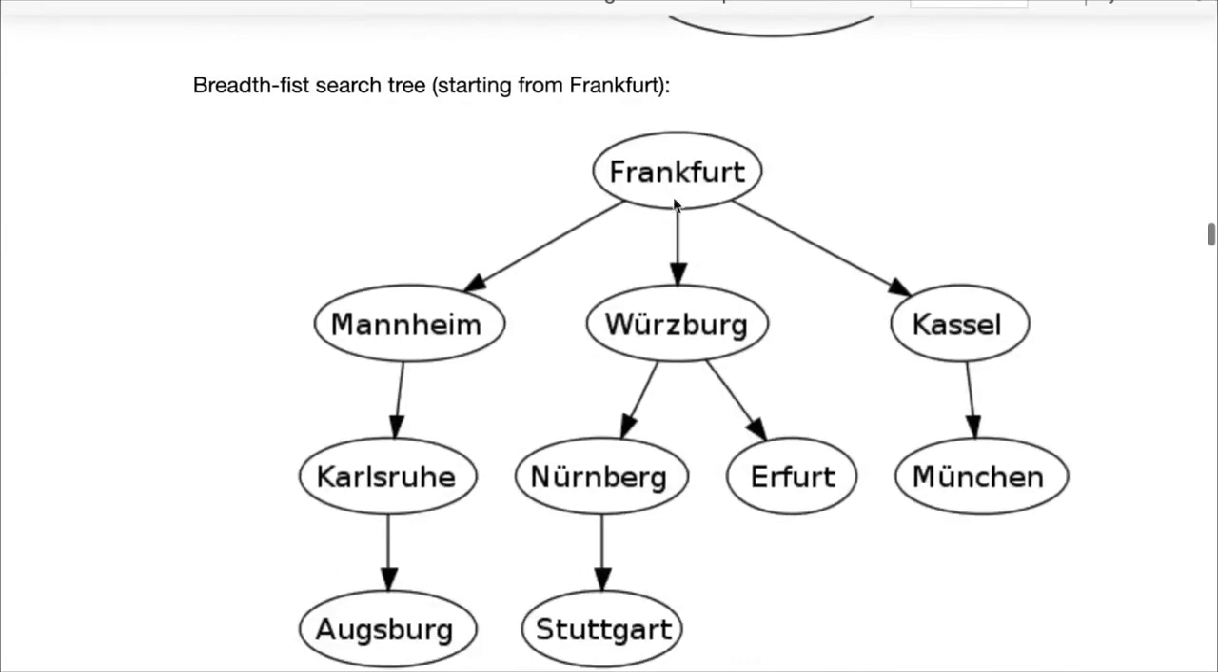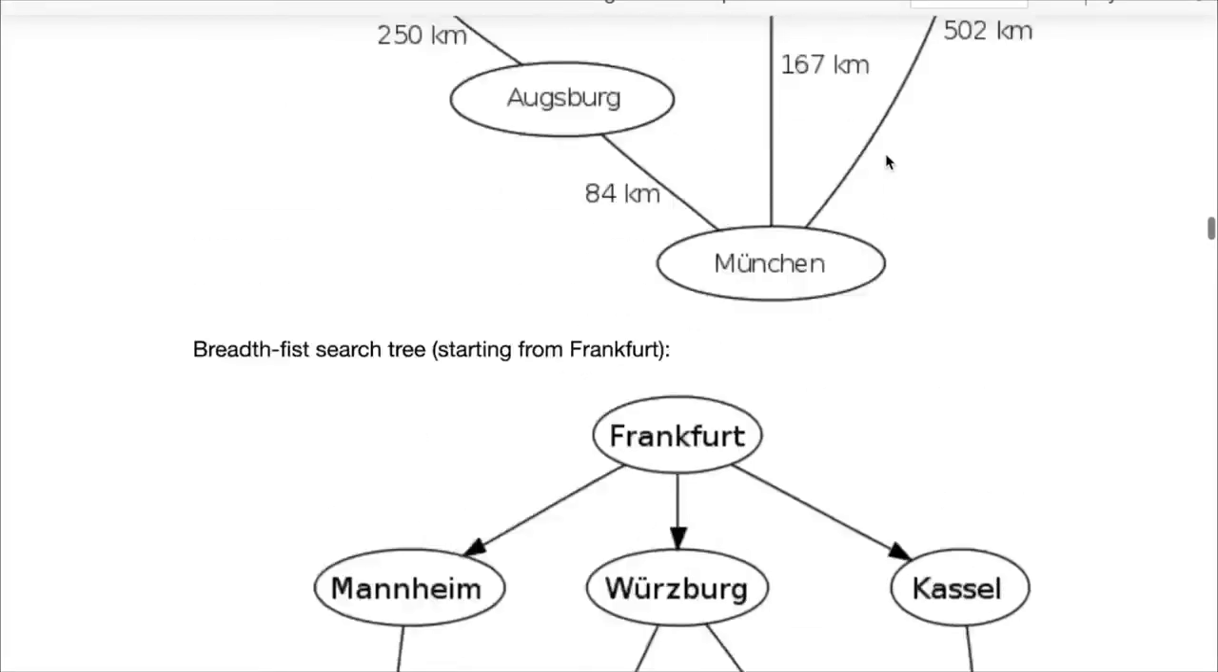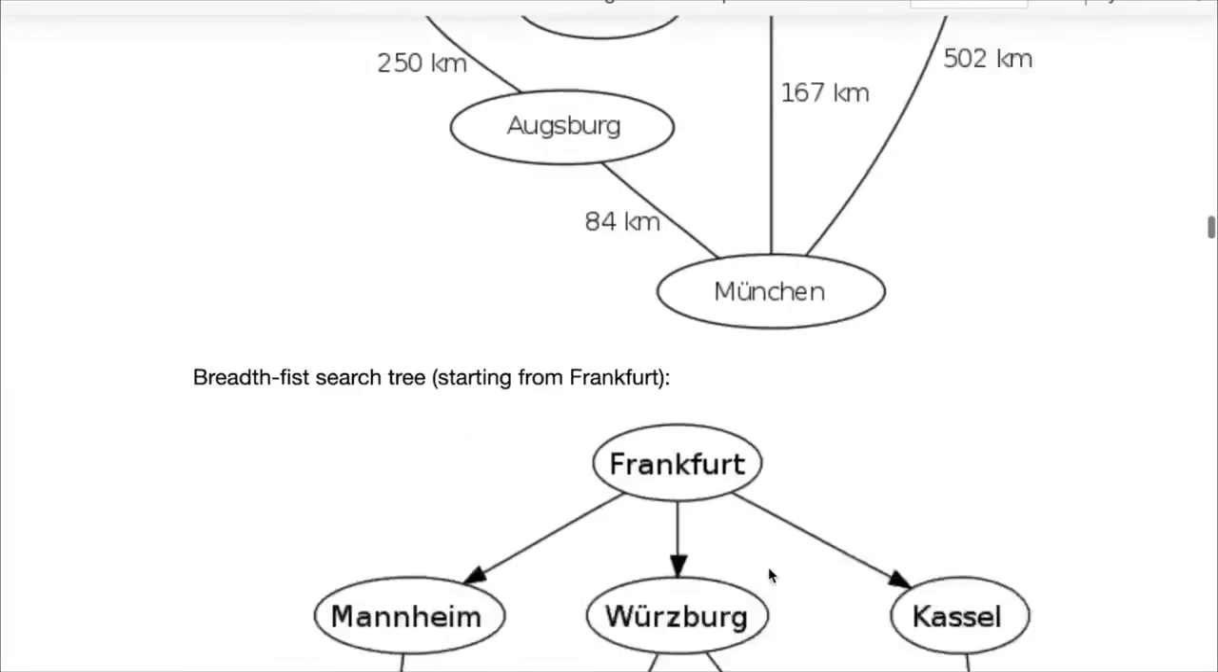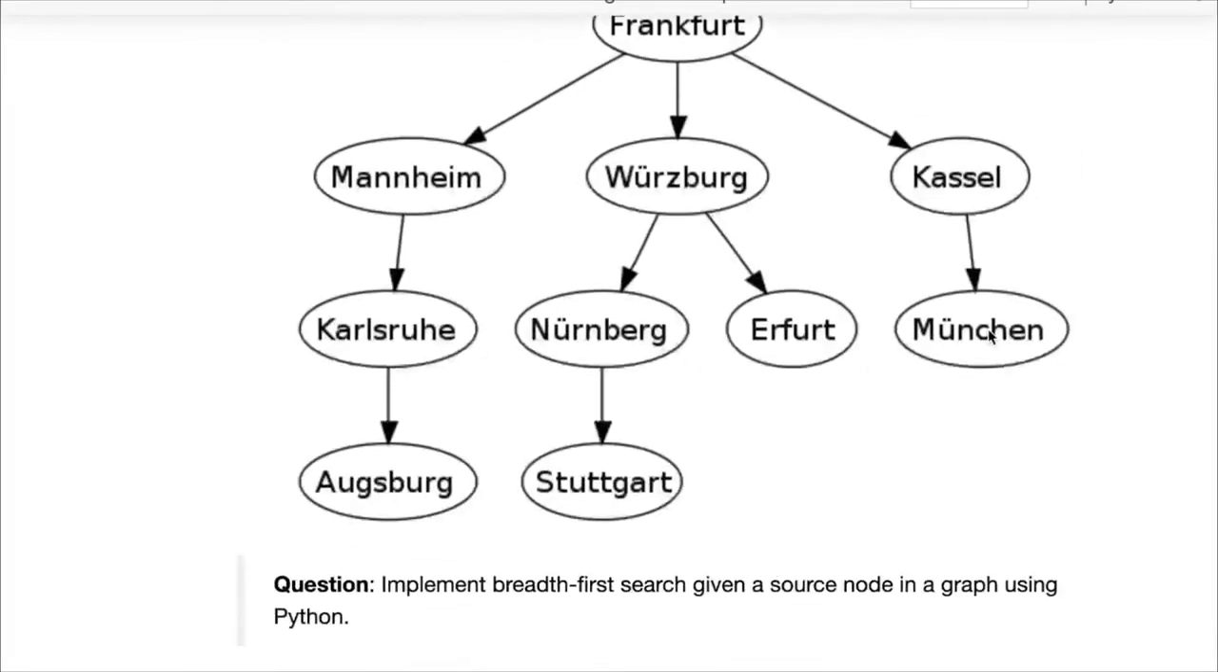If you start drawing this tree of sorts, you will find that Mannheim, Wolfsburg, and Kassel are one edge away. Then you might ask, which are the cities which are two edges away from Frankfurt? Mannheim is connected to Karlsruhe, and Wolfsburg is connected to these two cities, and then Kassel is connected to this city. So here you have these other cities.